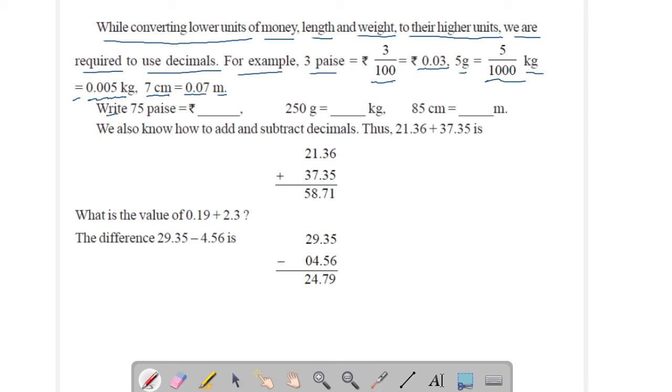So write 75 paise in rupee. How will you write it? Here we know that in 1 rupee there are 100 paise. In 1 paisa, how many rupees will be there? 1 upon 100. In 75 paisa, it can be written as 75 into 1 upon 100. Convert it into decimal. It can be written as rupees 0.75.